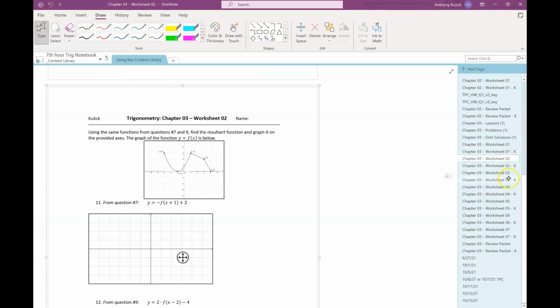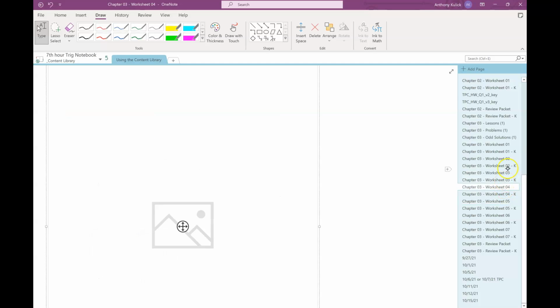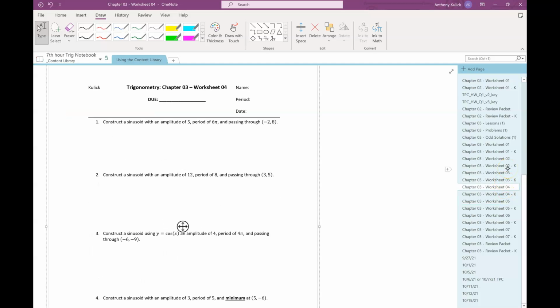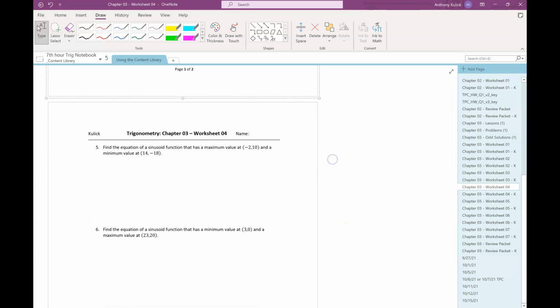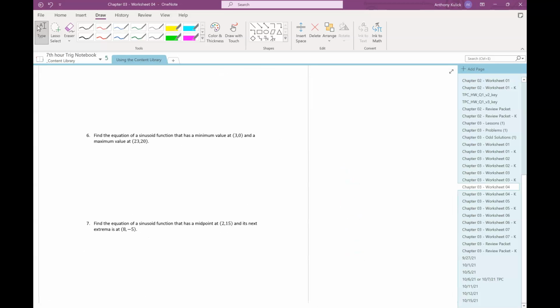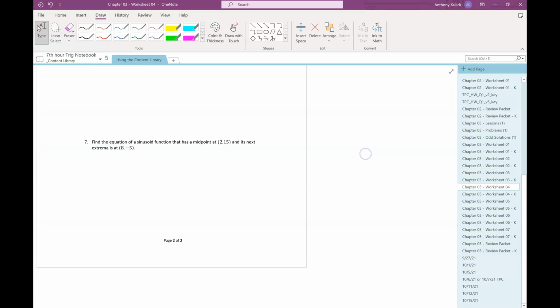Does construct just mean create an equation? Yes, exactly. So if you look at 5, I gave you a max and a min. I'd use cosine to do that one. 6, I gave you a min and a max. I'd use cosine to do that. In 7, you have a midpoint and you also have another extrema. There you could use sine or cosine. It wouldn't really make much of a difference. They're about the same. Does that feel better?